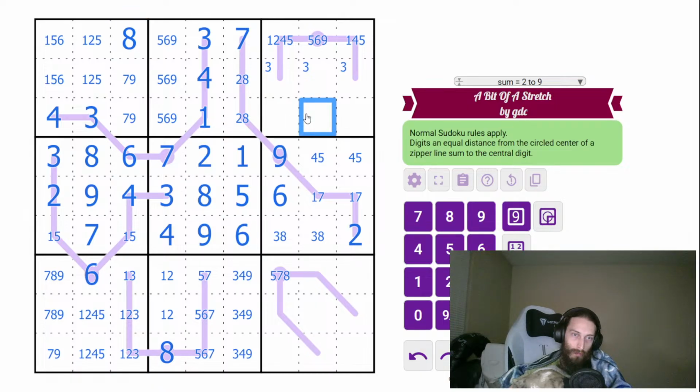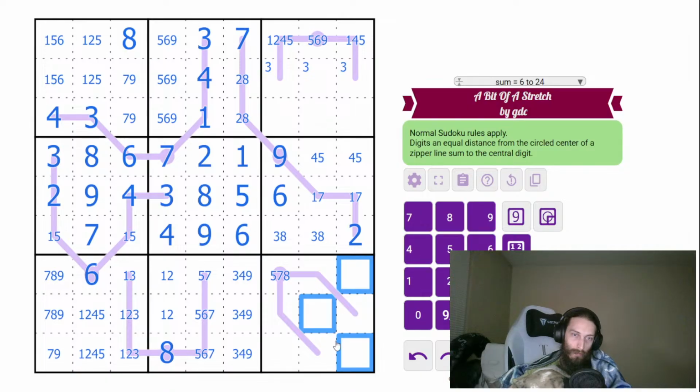In box 9, right, 9 has to be one of the 3 there. 8 is either the bulb, yeah, one of those 3.